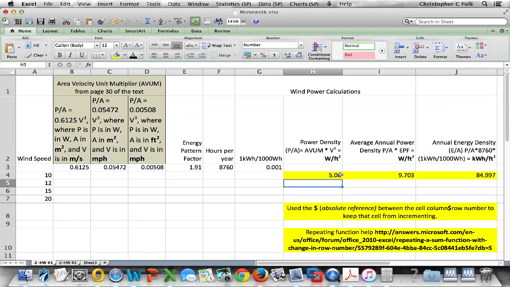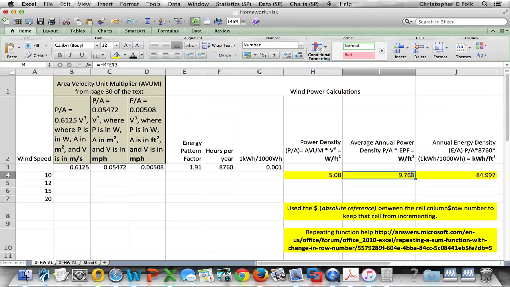Because I used that absolute reference, I'm going to be able to pull this down. It's going to do the math for me. Boom, boom, boom. So that's questions 1, 2, 3, and 4. I'm going to remove that.